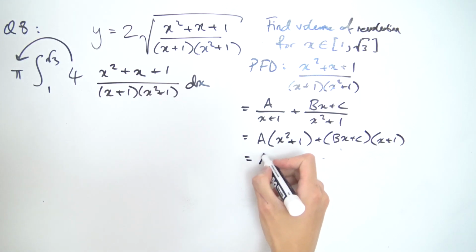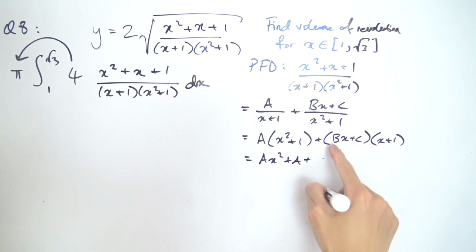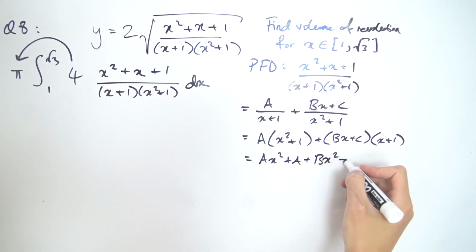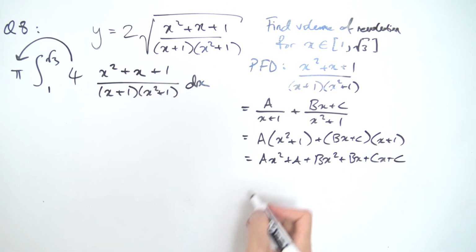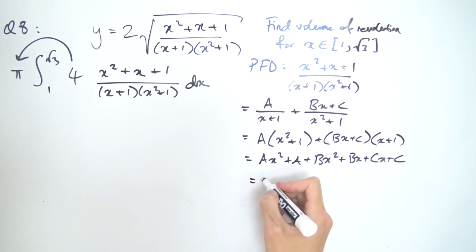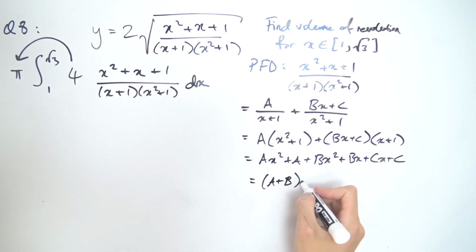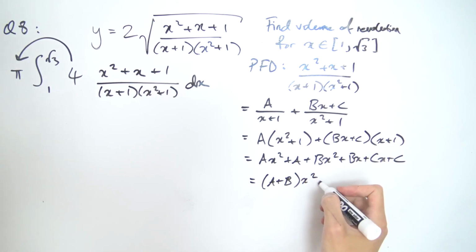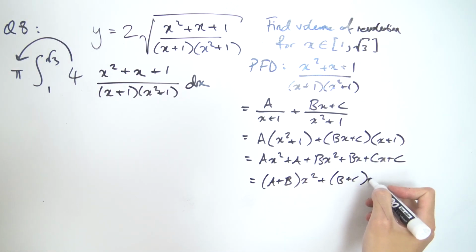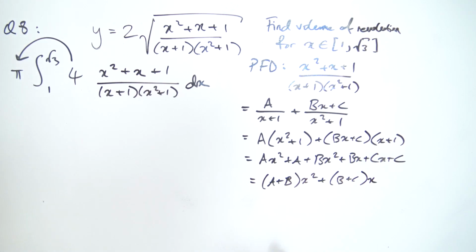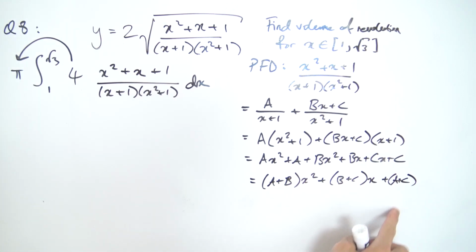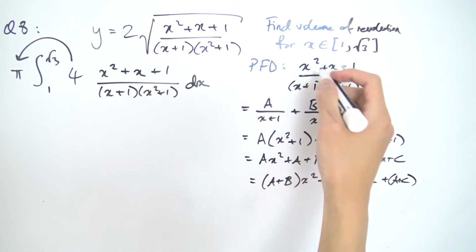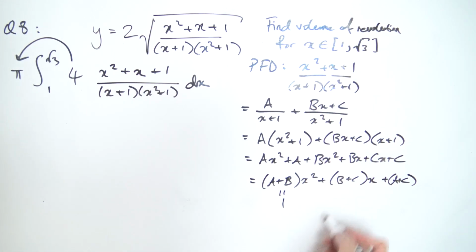And now let's expand things out. So this is ax squared plus a, plus now expanding this out, we get bx squared plus bx plus cx plus c. And now let's group a couple things together. So let's take a look at the x squared terms. The coefficients are a plus b x squared. For the linear terms, we have b plus c as coefficients, and for the constant term we have a plus c as a constant. And now we just have to match these coefficients up to the coefficients we have over here. So in fact a plus b should give us 1, b plus c should give us 1, and a plus c should give us 1.